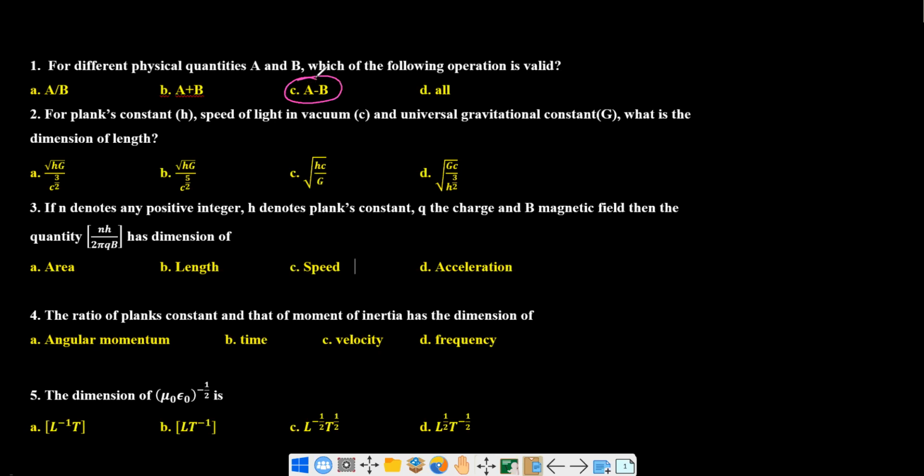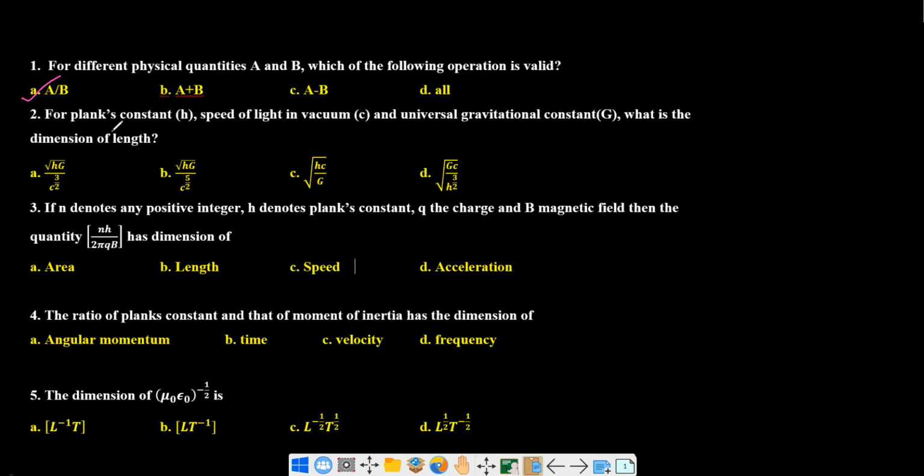Similarly, the difference is a negative sum. That's why, again, this operation is also not valid for this particular case. And obviously, all will not be the possible answer. That's why our possible answer will be the quotient of A and B. You know very well, if you have a meter and a second, then we can take the quotient of meter and second for velocity. So the quotient of these two physical quantities can give rise to a new physical quantity. That's why the correct answer is A by B.